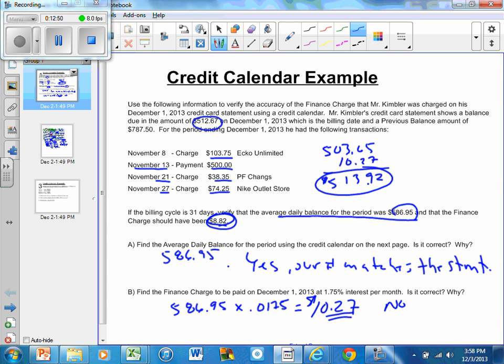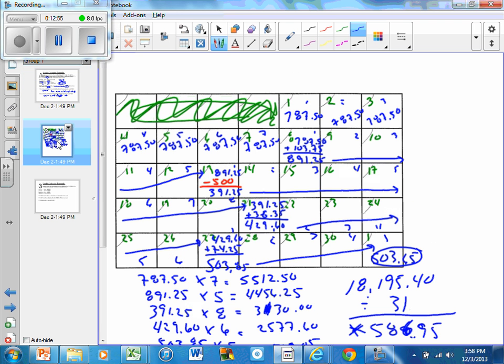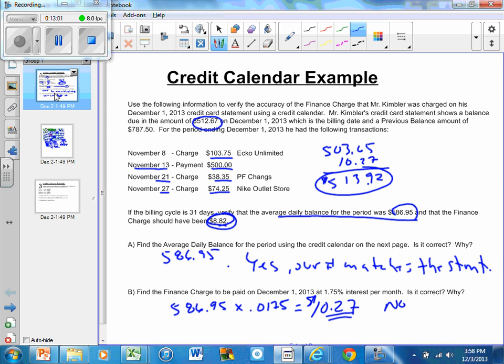Okay, so that's how you can take a credit card statement, use a credit calendar, and calculate backwards to try to figure out if they calculated your average daily balance correct and your finance charge correctly. In this case, the average daily balance was correct, but they had some sort of a mix-up in their finance charge.